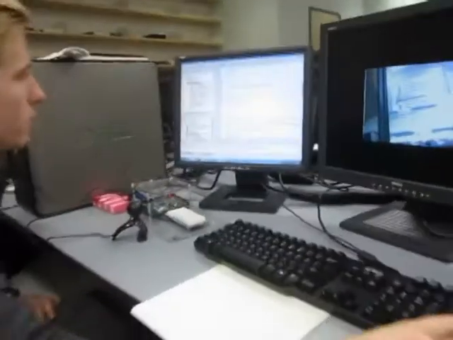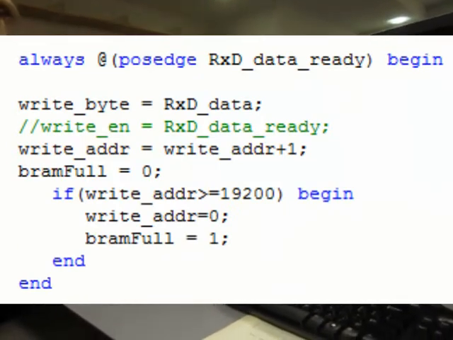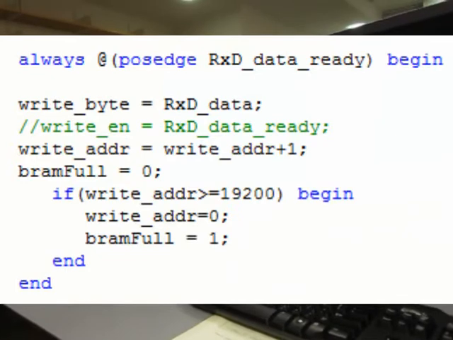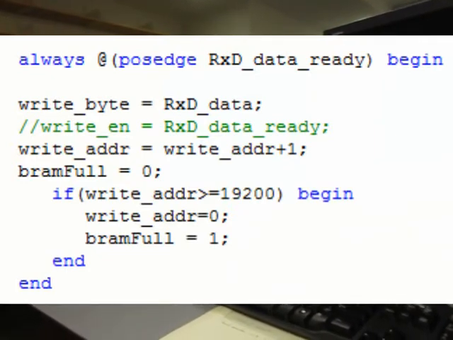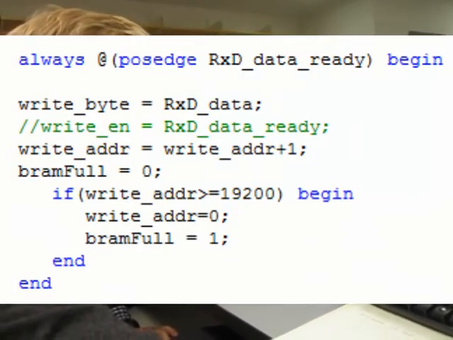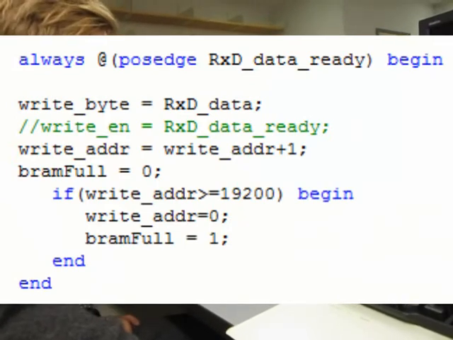I'm going to tell you about how we're actually writing to our VRAM module. In this always block, every time we receive a new byte, it gets written to the VRAM, and then the address is incremented. Once we reach the edge of our VRAM module, the address is reset to 0, and a flag goes high that tells us our VRAM is full. Once the flag is high, the VRAM is displayed on the VGA.